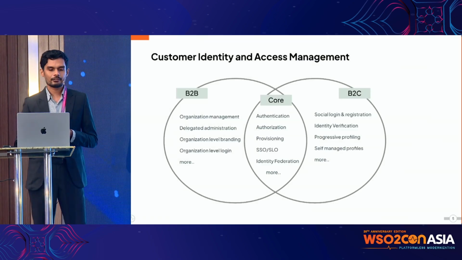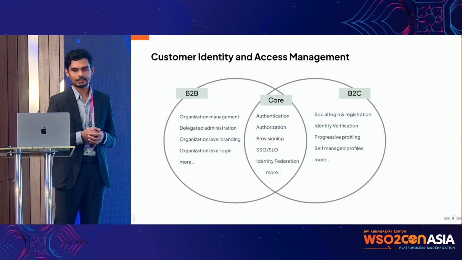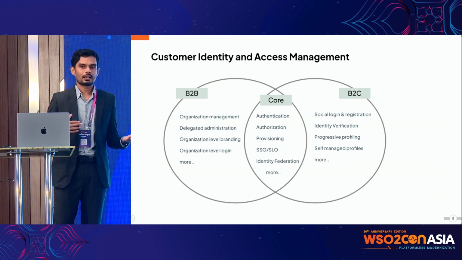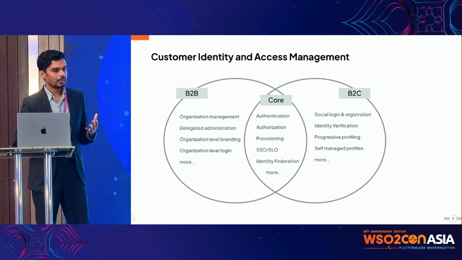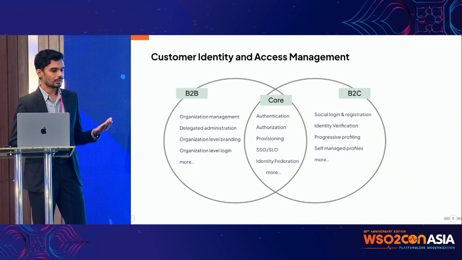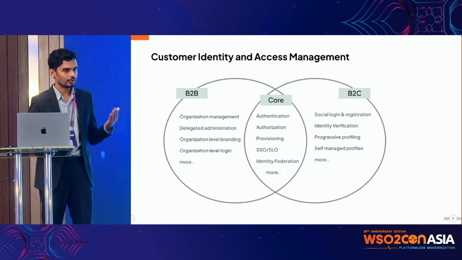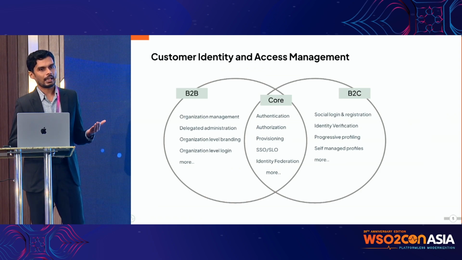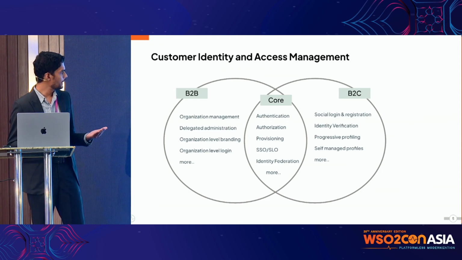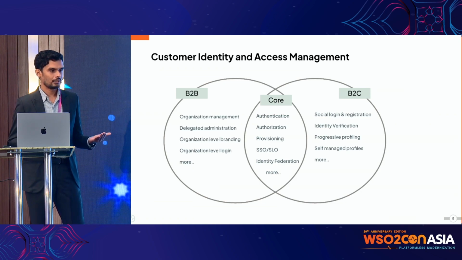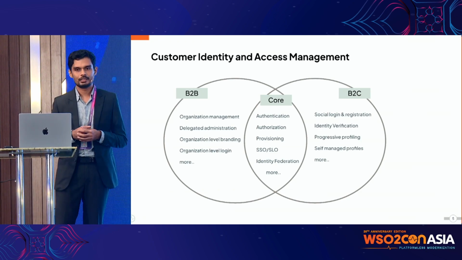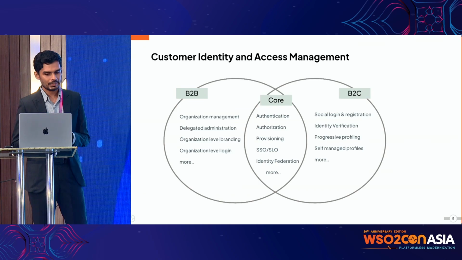So when we talk about customer identity and access management, we have two main areas. First one is B2C, and the other one is B2B. B2C mainly talks about securing the identities of end consumer users, and on the other hand, B2B mainly talks about securing user identities of your business customers. In our previous session, we already covered this B2C area, and we are going to focus on this B2B area in this session.